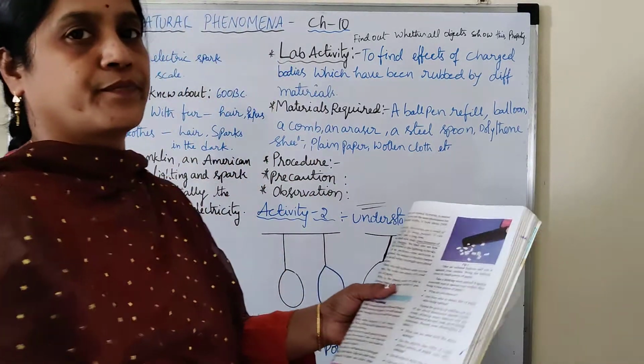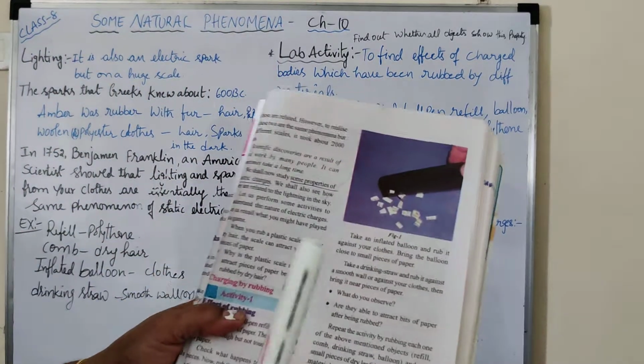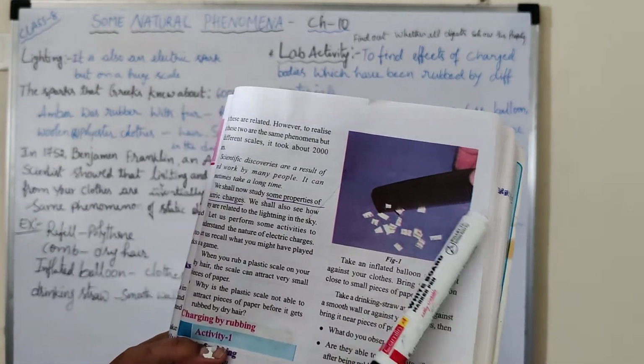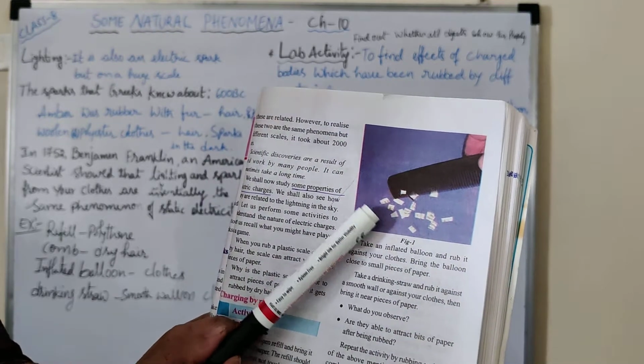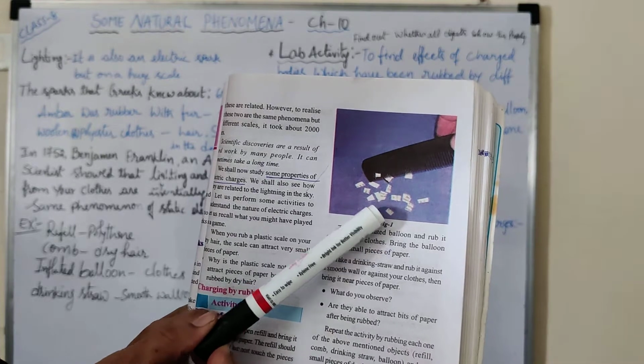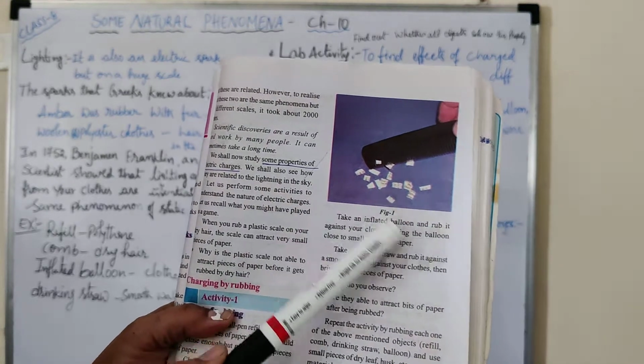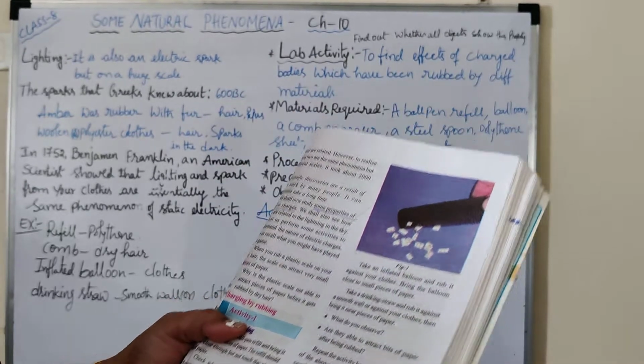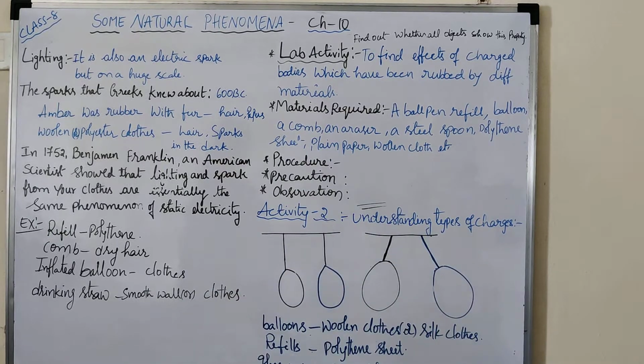Here you see the rubbed comb. When you bring the bits of paper, there is an attraction. The comb is attracting the bits of paper. Okay, like that we have to do a few more activities.